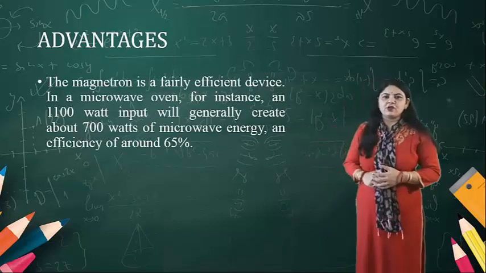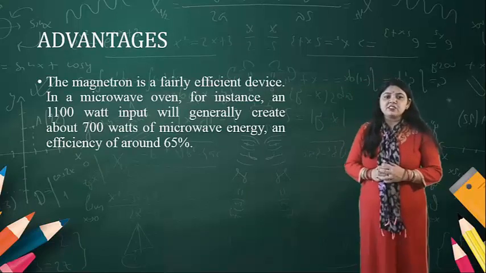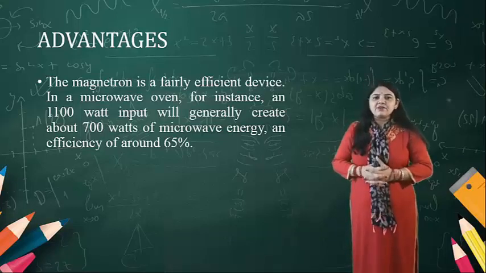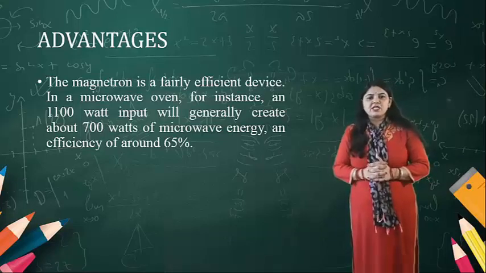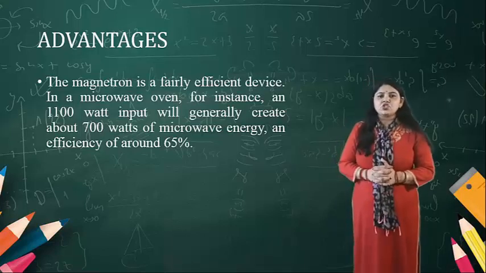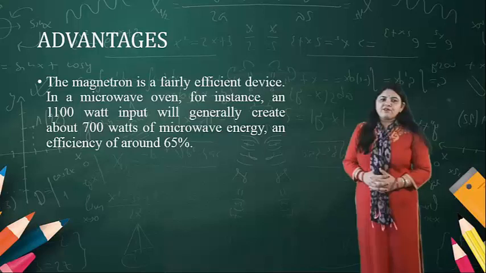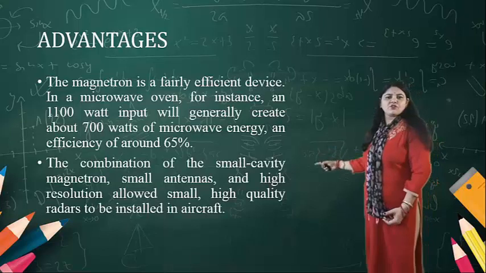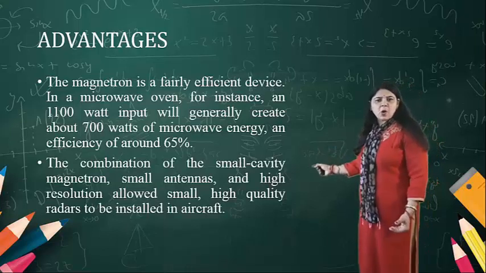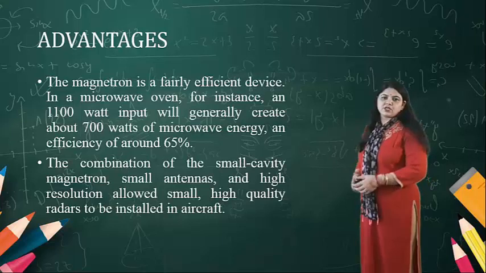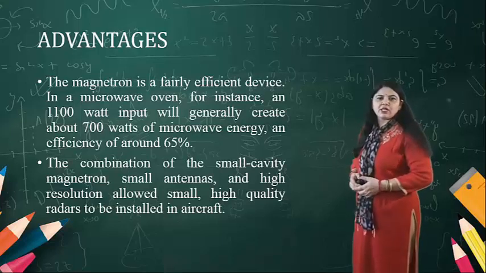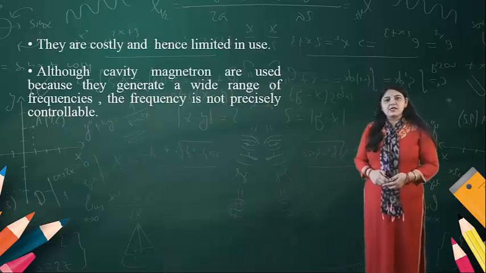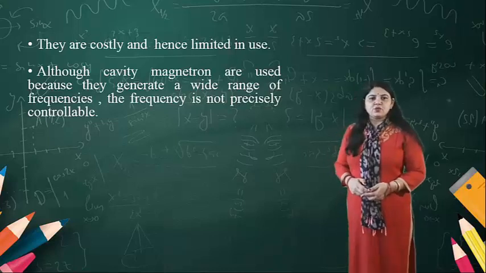Advantage of the magnetron: it is a fairly efficient device. In a microwave oven, for instance, an 1100 watt input will generally create about 700 watts of microwave energy, an efficiency of around 65%. The combination of the small cavity magnetron, small antennas and high resolution allowed small high quality radars to be installed in aircraft. They are costly and hence limited in use.